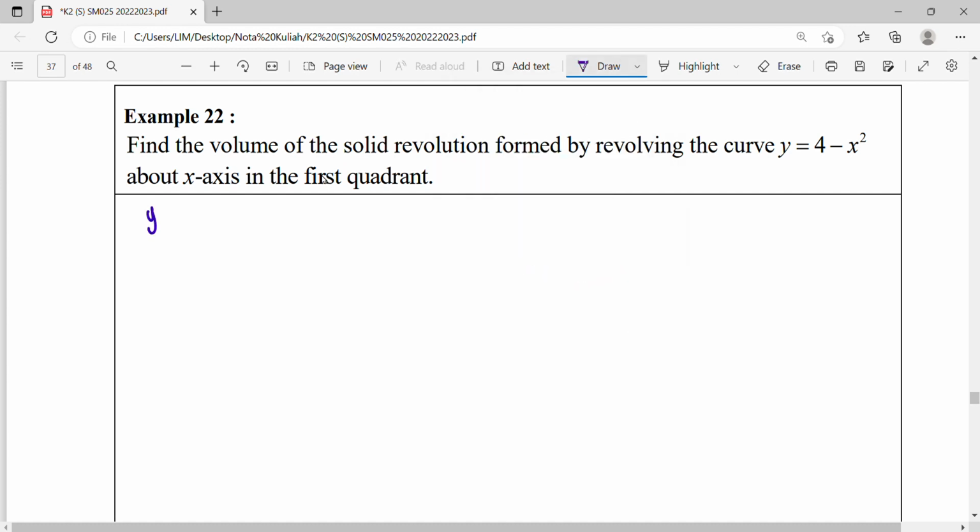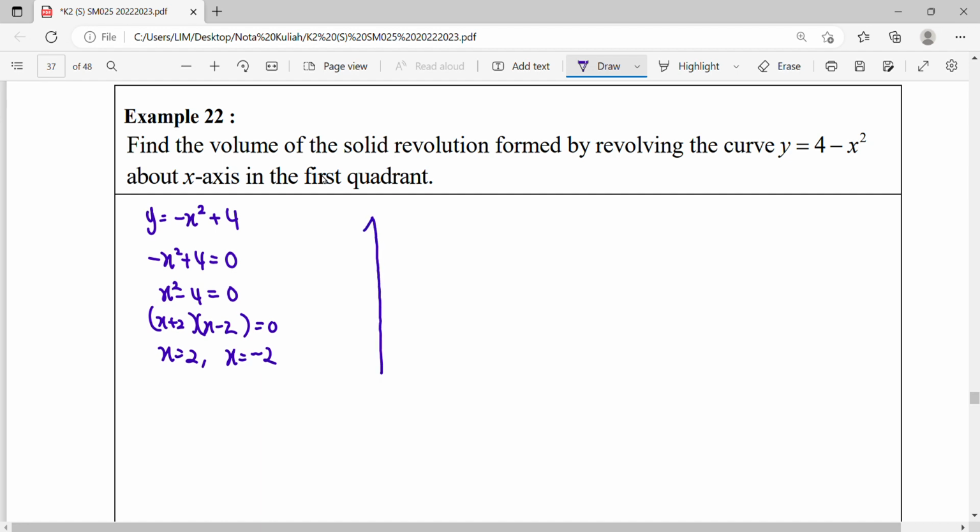When y equals negative x squared plus 4, we find the roots where y equals 0, so we can factorize. So here is our quadratic with roots negative 2 and 2, so it is symmetrical about the y-axis here.